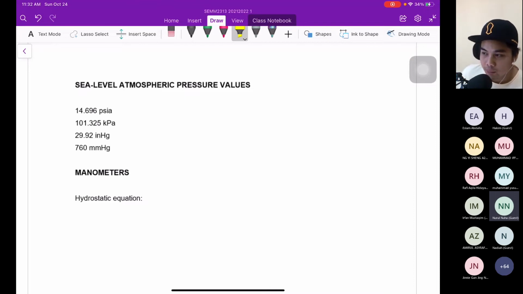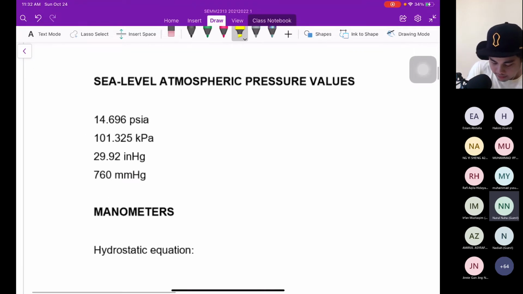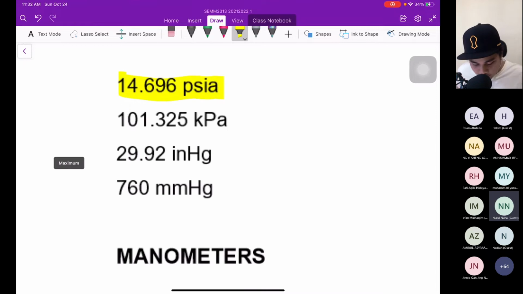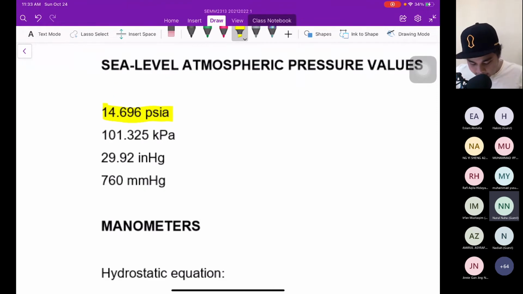Sometimes they put it PSIG. It is gauge, pound per square inch gauge, pound per square inch absolute. You can see we have the imperial unit, and this is the SI unit, 101.325 kilopascal. This is in terms of inch mercury, and this is in terms of millimeter mercury.